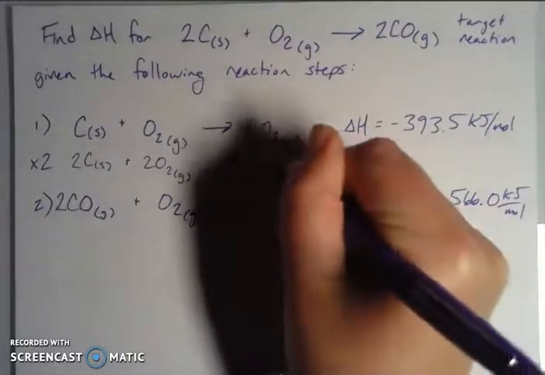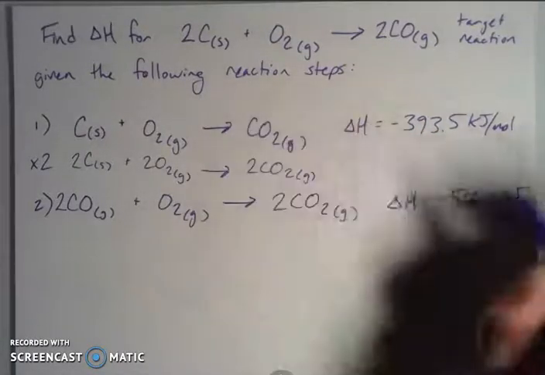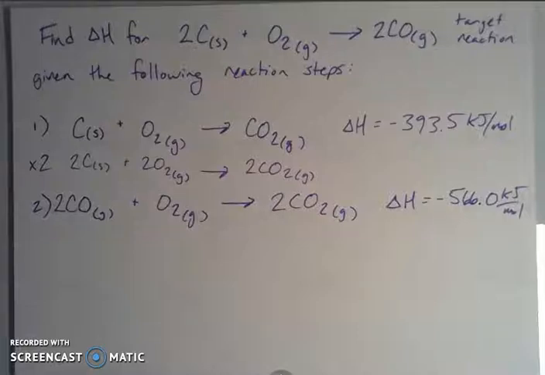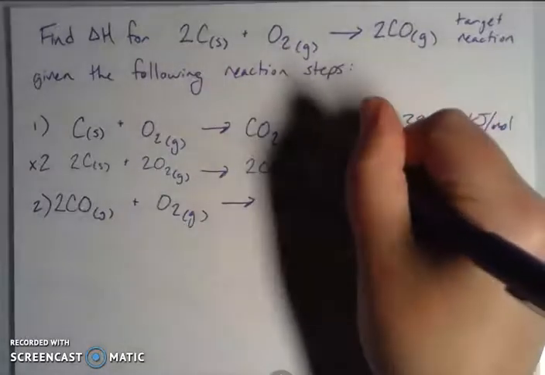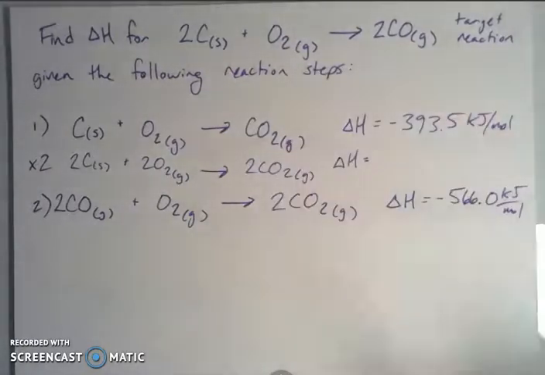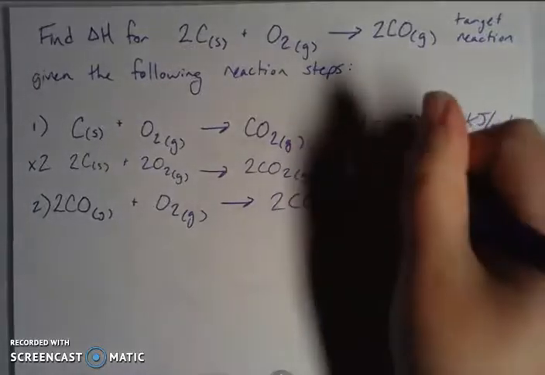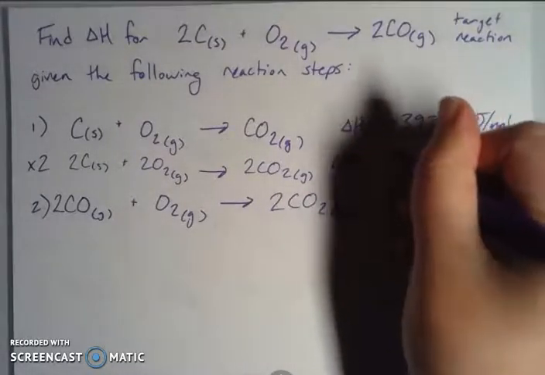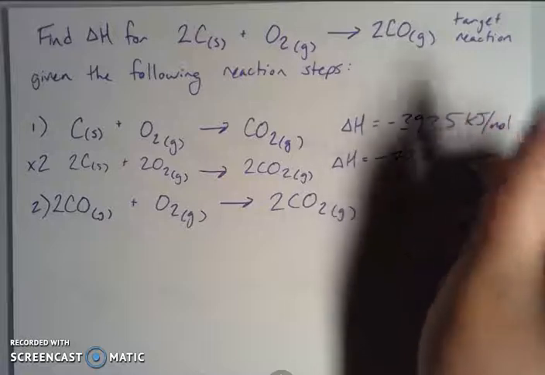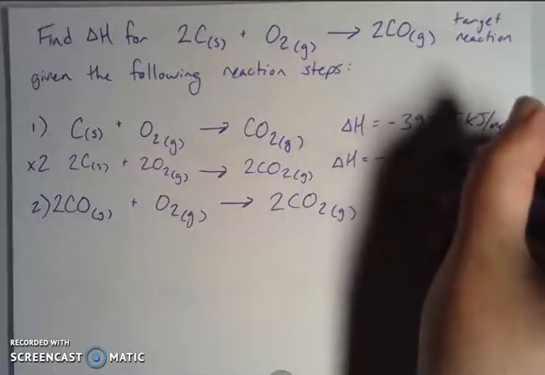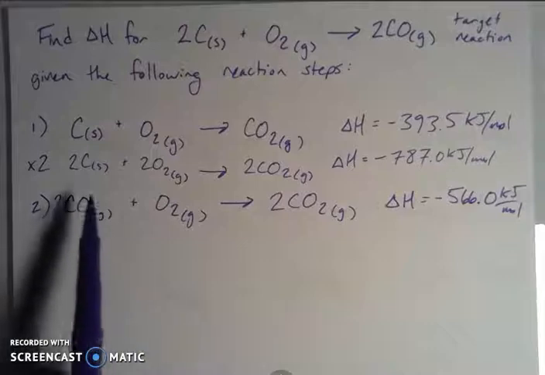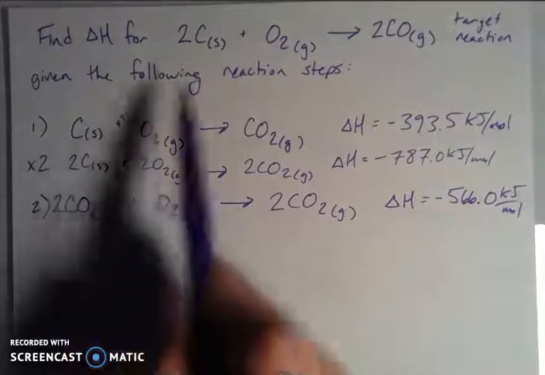2 carbon dioxides. And what happens is then I have 2 times my delta H, right? So when I multiply this times 2, my new delta H still has the same sign. I haven't done anything about flipping the equation or anything, but I multiply it by 2. So I have 787 kilojoules per mole. Okay? All right, so now I have 2 carbons, so that's good.